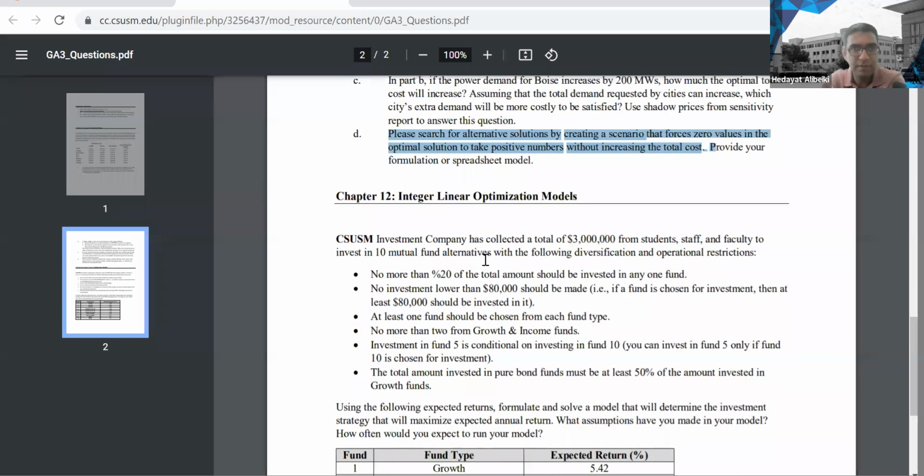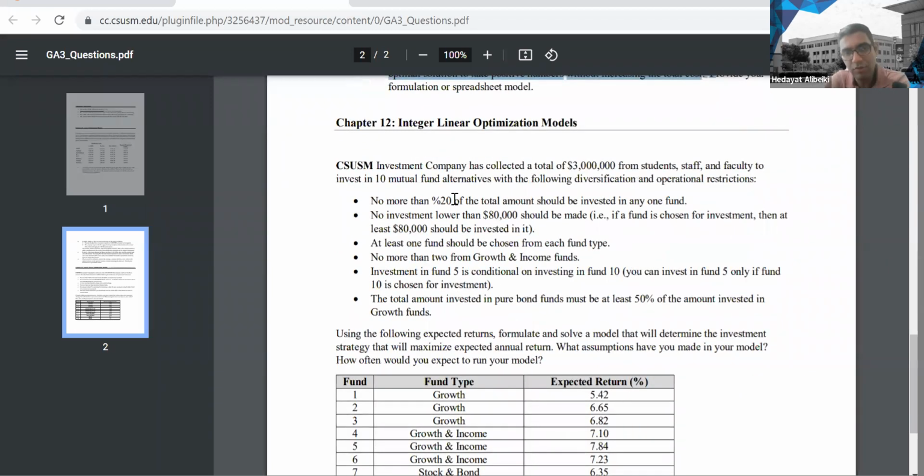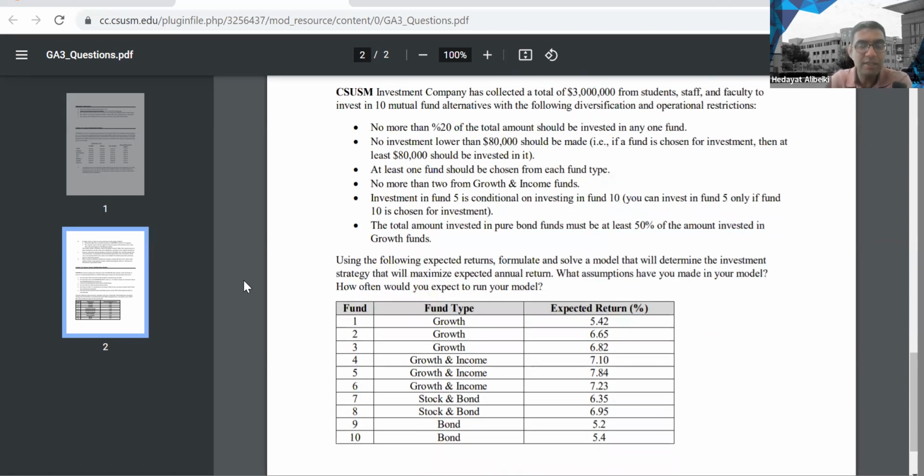Chapter 12. This is actually a little easier. It's actually from chapter 12. It's a binary integer linear optimization problem, but I would assume it's shorter than the previous question. So after reading this question, let's actually read it together.